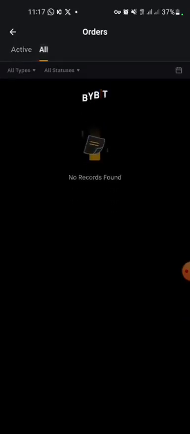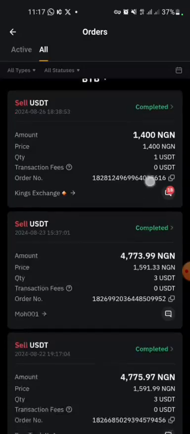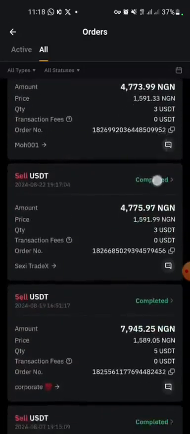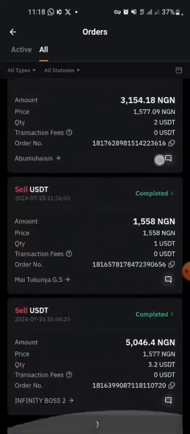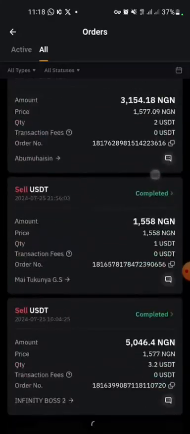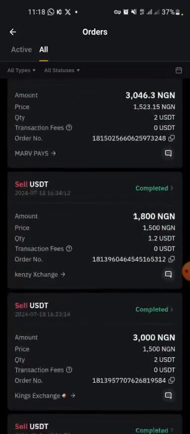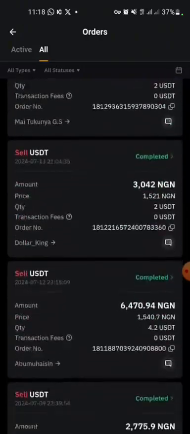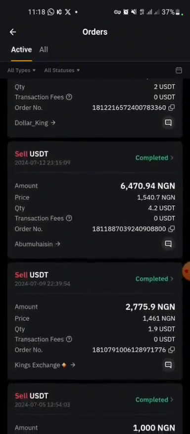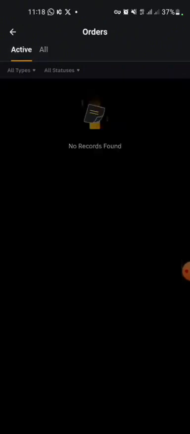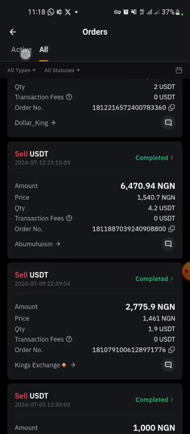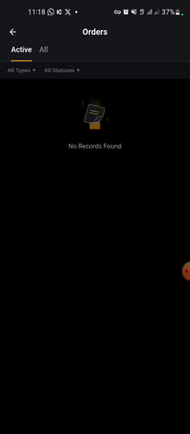Now this is my all orders. This is where you can get every order. These are the transactions I've made in the past, right? Every P2P transaction you make comes here. And the ones that are still active, like the one you are doing or you want to do, will be here. Once you complete the order, it will move over to here. So make sure you note down all these things.